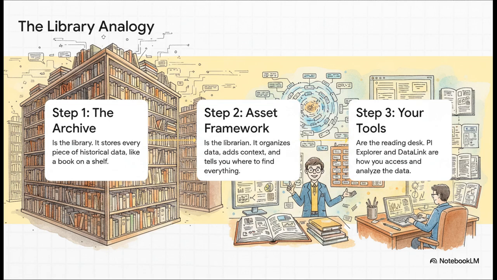Think of the PI archive as the library building itself. It's this giant warehouse that stores every single piece of data, every book. But a library with no organization is chaos, right? That's where the asset framework, or AF, comes in. The AF is our librarian. It doesn't hold the books, but it knows where everything is. It adds context, it organizes everything logically, and it tells you exactly which shelf to go to. And finally, your tools, like PI System Explorer and DataLink, that's your reading desk. That's where you actually open up the data and get to work.